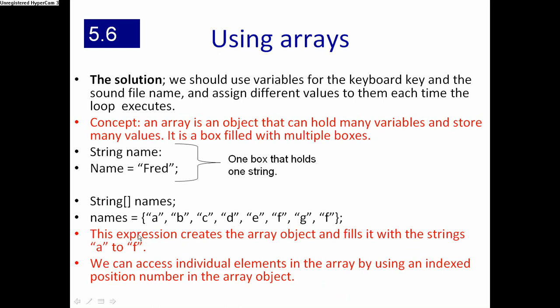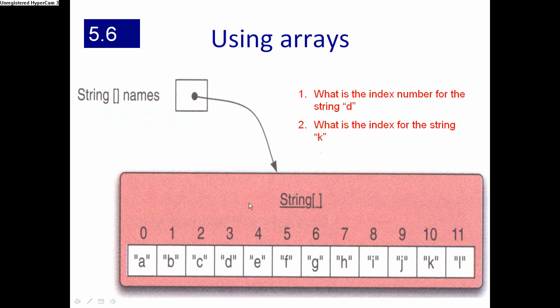Okay, so write this note down. This expression creates the array object and fills it with the strings A to F. We can access individual elements in the array by using an index position number in the array object. Write these notes. We'll talk about this index position number. Okay, take these notes. Here we go.